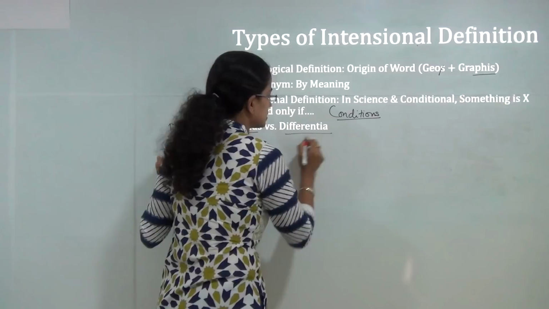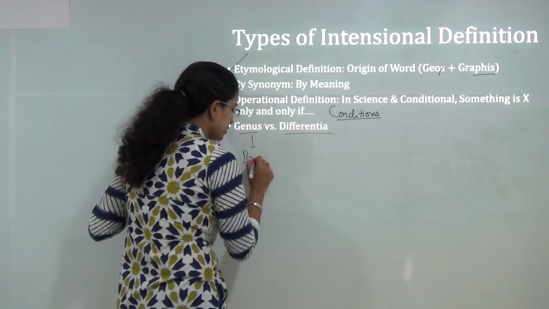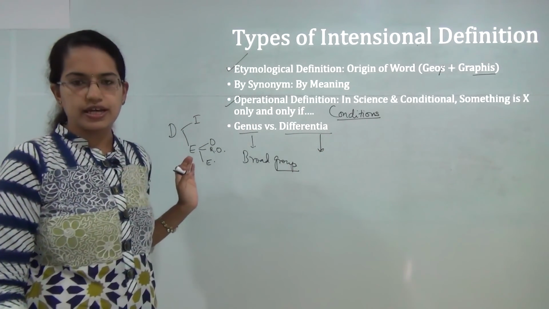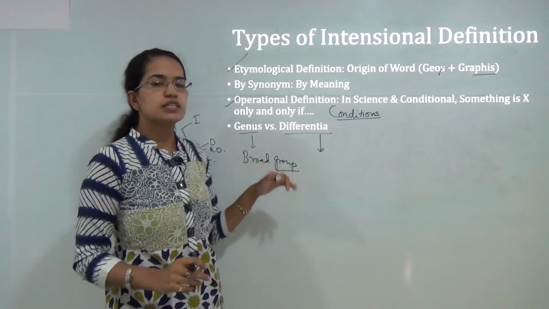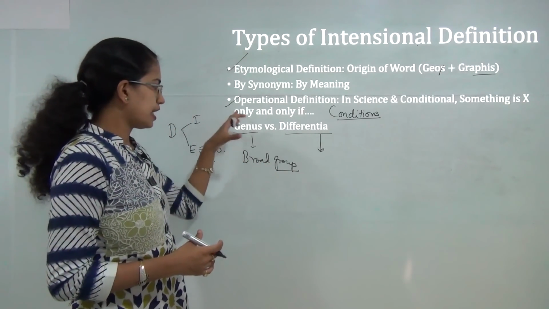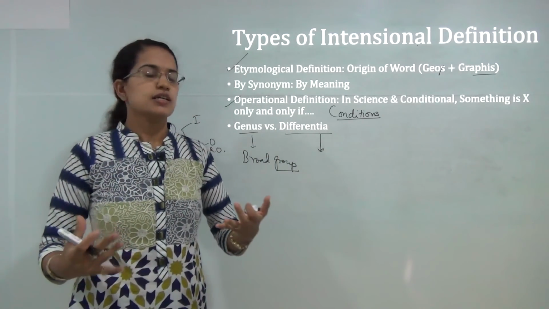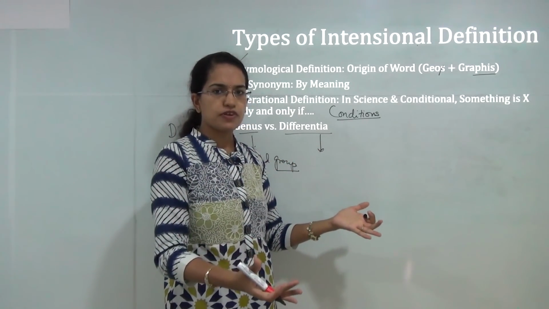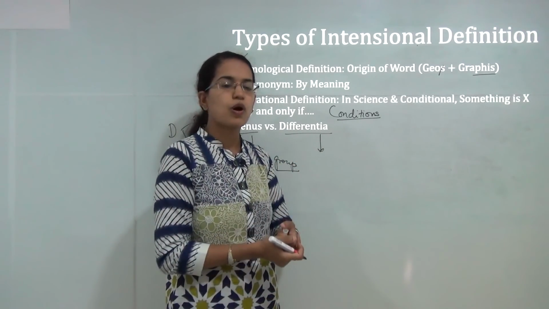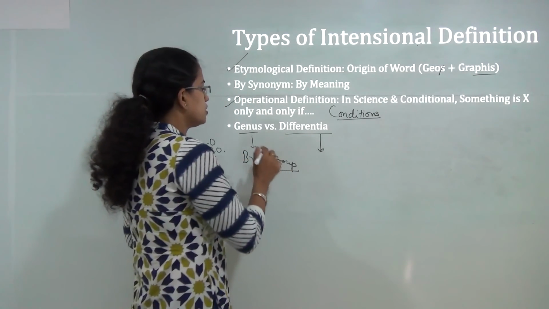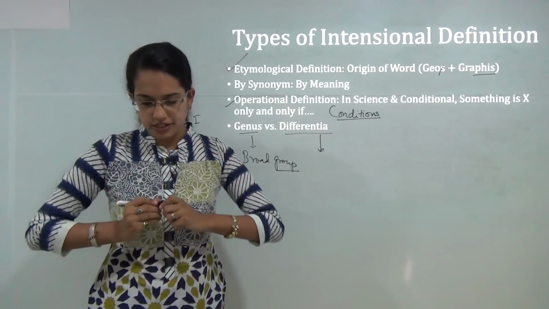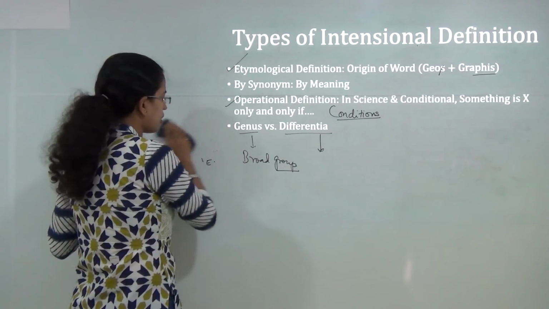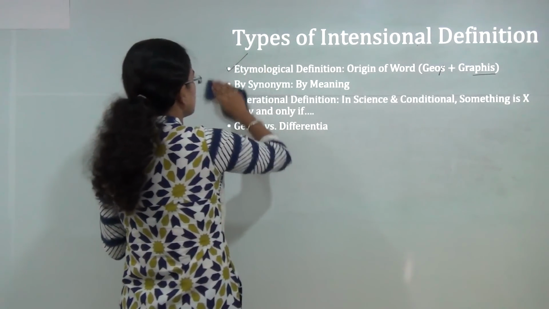And finally is genus versus differentia. Genus is a broad group and differentia is a part of that group. So I am saying a coffee table is a type of table. Under table I am trying to explain all the tables. However, under coffee table I am specifically trying to explain that coffee tables are smaller, and are meant only for some specific purpose, and so on and so forth. So you have a genus which is a broad category, and you have the differentia which indicates the differentiating characteristics. That is how we understand the various types of intentional definition.